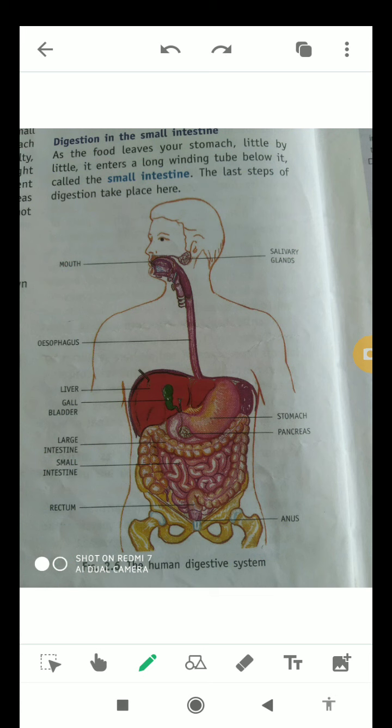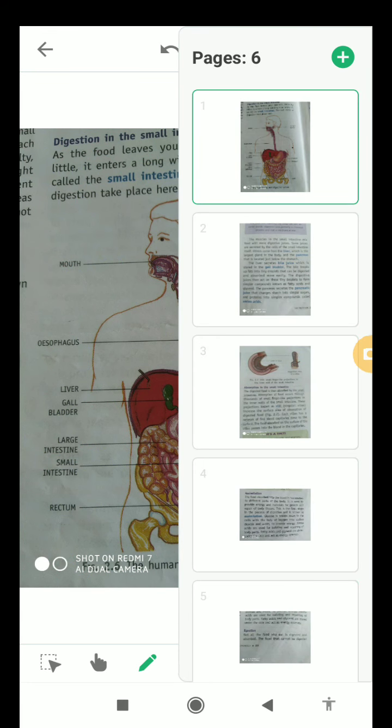Okay students, as soon as the food leaves our stomach, little by little it enters a long winding tube below it, and that is known as the small intestine. And the last step of digestion takes place in the small intestine itself. Okay students, so generally almost the complete digestion of food takes place in the small intestine, or the majority of the food is digested in the small intestine.